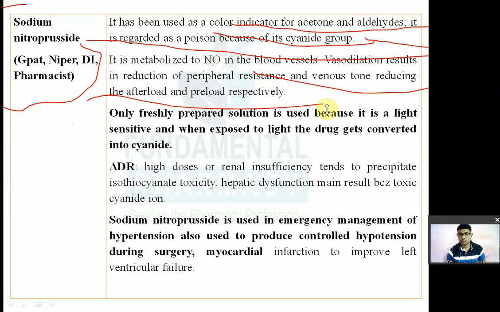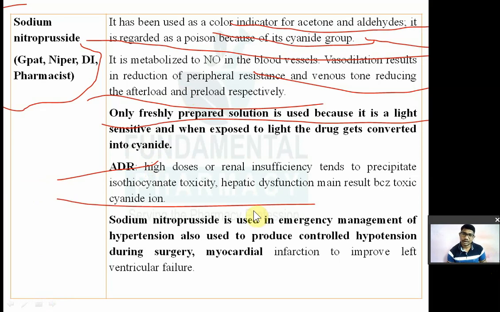Sodium nitroprusside is used in angina pectoris. Only freshly prepared solution is used because it is light sensitive, and when exposed to light, the drug gets converted into cyanide. So the sodium nitroprusside solution must be prepared immediately and used. If kept, it will turn into cyanide, which is a poison. Adverse reactions: high doses cause renal insufficiency, and can precipitate isothiocyanate toxicity and hepatic dysfunction, because of the toxic cyanide ion.